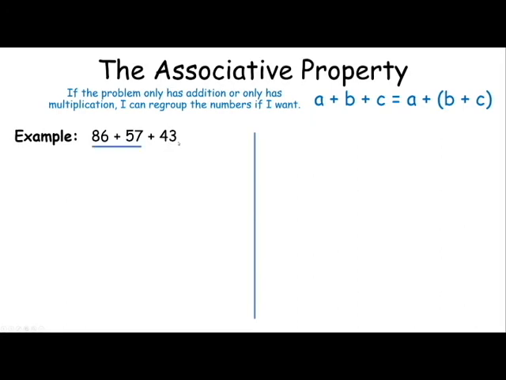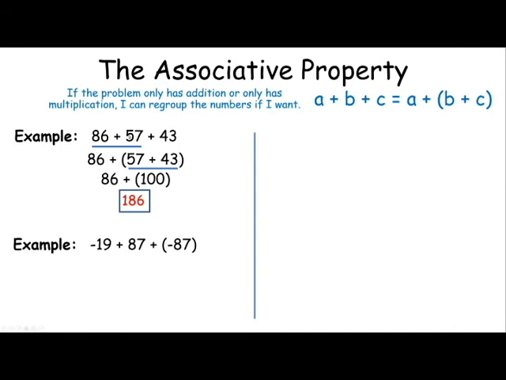So in elementary school, hopefully your teacher said, hey, you know what? Instead of doing those first two together, why don't we regroup this and do the 57 and the 43 first? Because it's easy to tell that those are 100. And 86 plus 100 is 186. By regrouping the easy numbers together, we made this problem much simpler and shorter than it would have been if we had had to add 86 and 57.